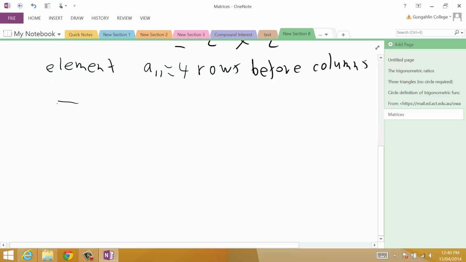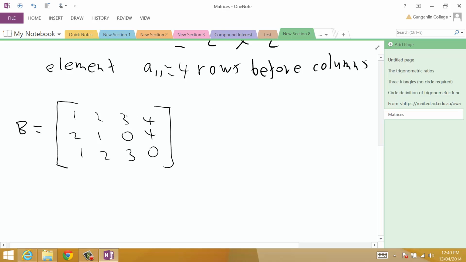So for example, this matrix, let's call it matrix B, has 1, 2, 3 rows, so if we were writing its dimension or order, we have 3 by, and it has 1, 2, 3, 4 columns. So its dimension would be 3 by 4.